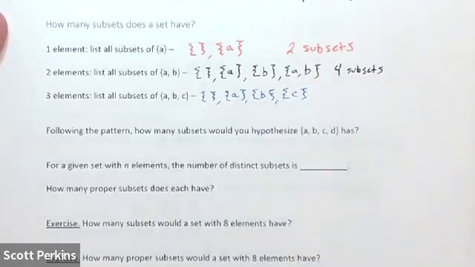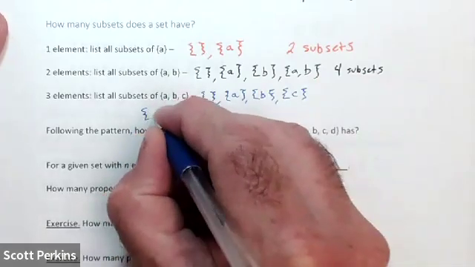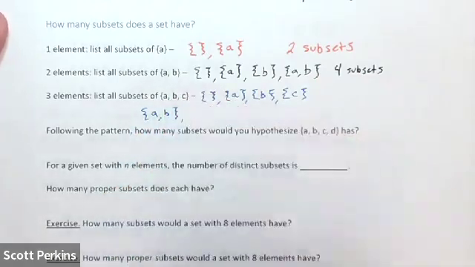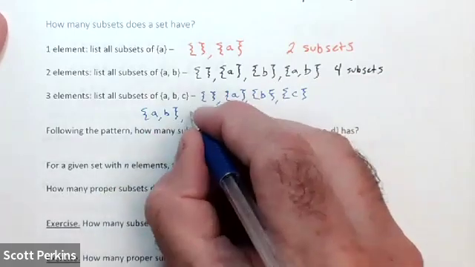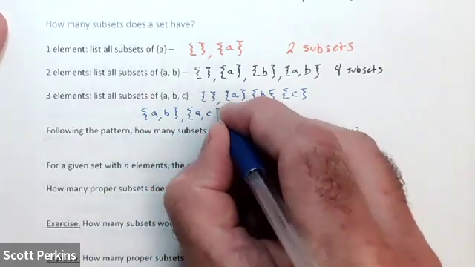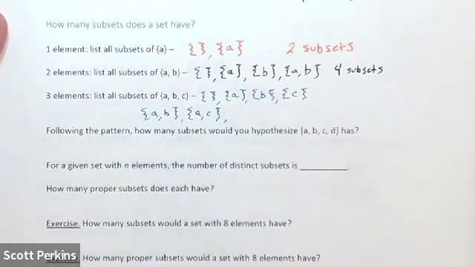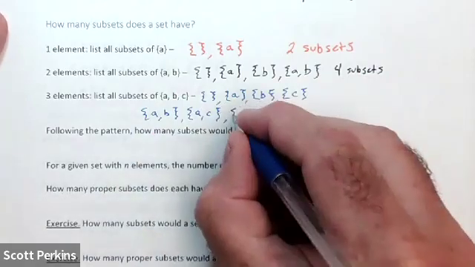Now I'm going to write down all the sets that have 2 elements in them. So the first one I can think of is A and B. What's another one with 2 elements in it? Okay, A and C. And then there's actually one more with 2 elements in it. What is that going to be? Yeah, B and C. Great.